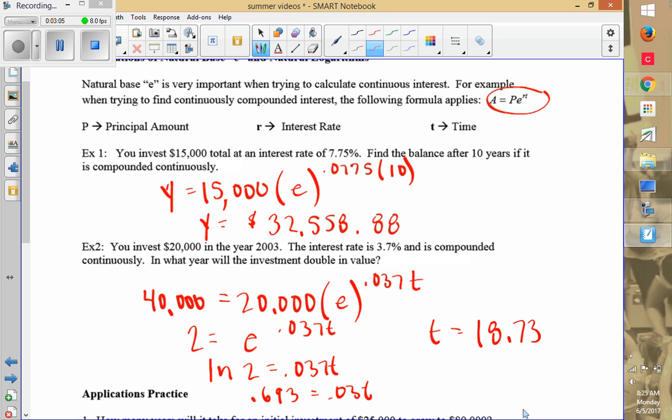So almost 19 years later, if we're starting in year 2003 and I add 19 to that, somewhere in the year 2021, I will double. 0.7 of the year into 2022, I would double. By the end of 2022, I would have doubled.